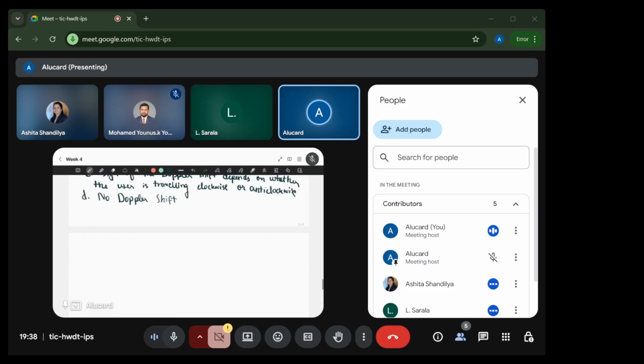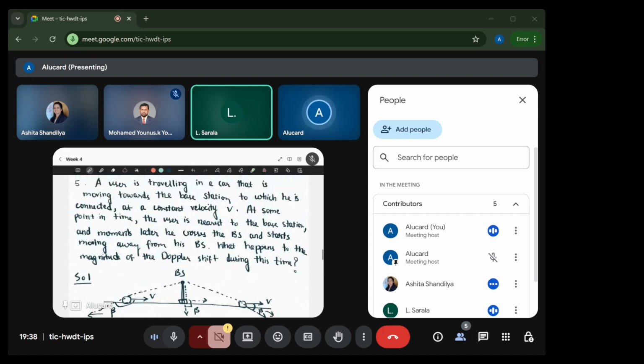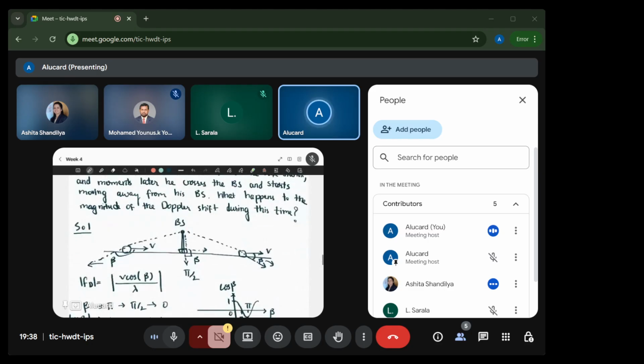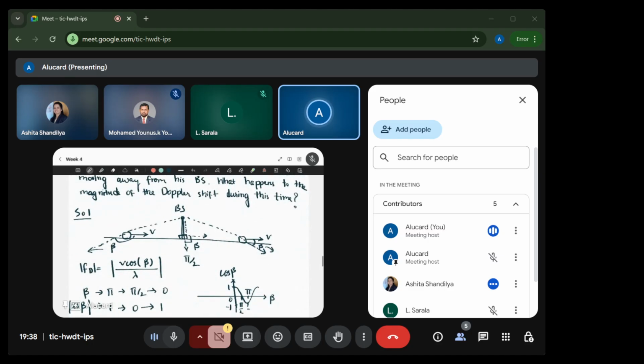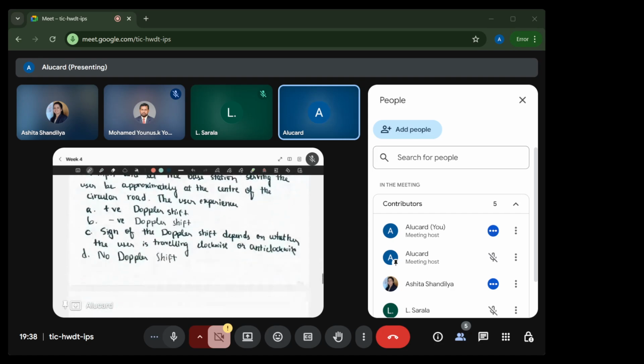Yes, there won't be any Doppler shift. You can look at the previous question and see that when the user is directly below the base station, the direction of motion is 90 degrees to the direction of radiation. In that situation, we saw that the Doppler shift was v cos 90 degrees divided by lambda, and cos 90 is 0. So there was no Doppler shift.